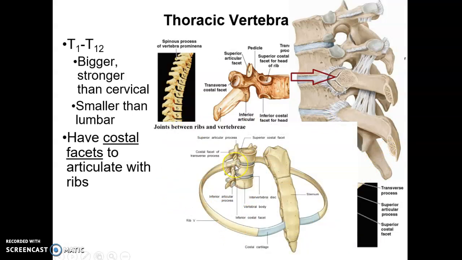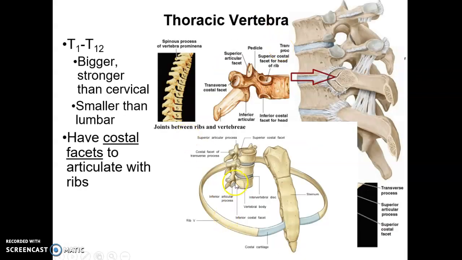You see the head of the rib articulates with two vertebrae and one transverse process at the costal facets, and then that rib comes forward, and depending on the rib has its independent costal cartilage, which articulates with the sternum, your breastbone.